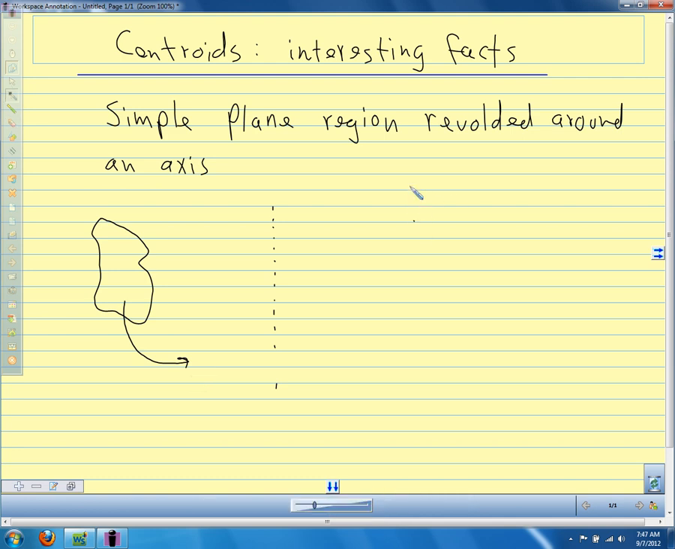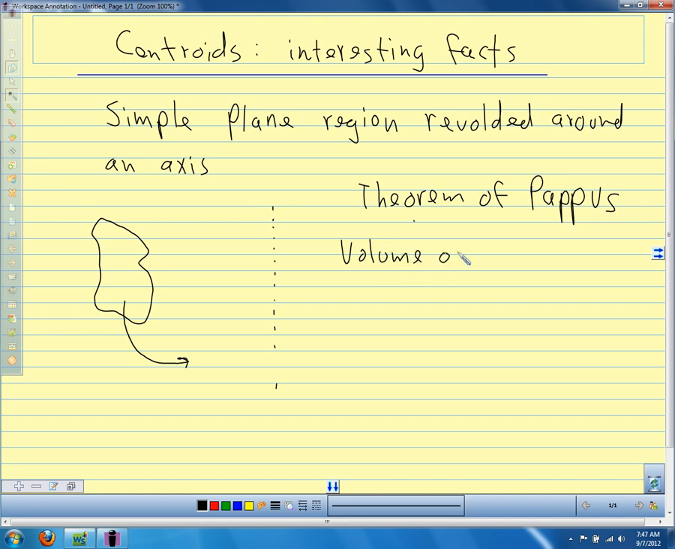The Theorem of Pappus, P-A-P-P-U-S. Theorem of Pappus says that the volume of the solid generated when we rotate this plane region around this axis is the area of the region times the distance that the centroid travels as it rotates around the axis.